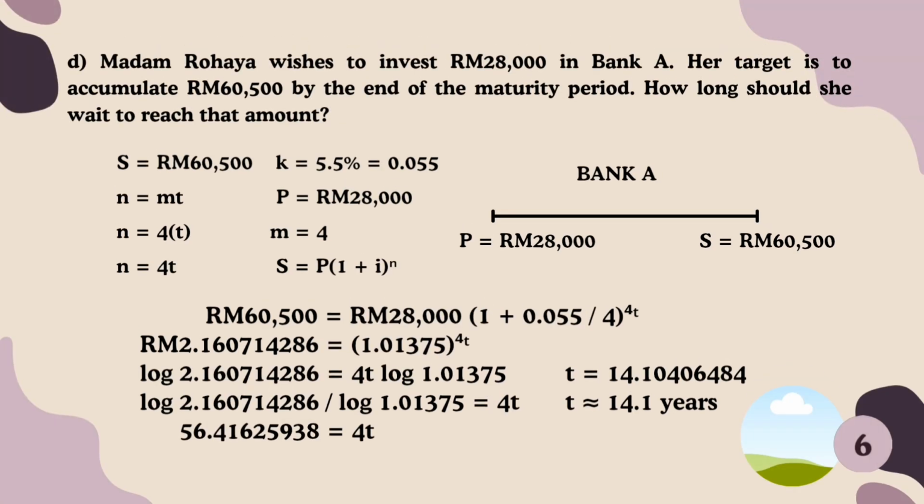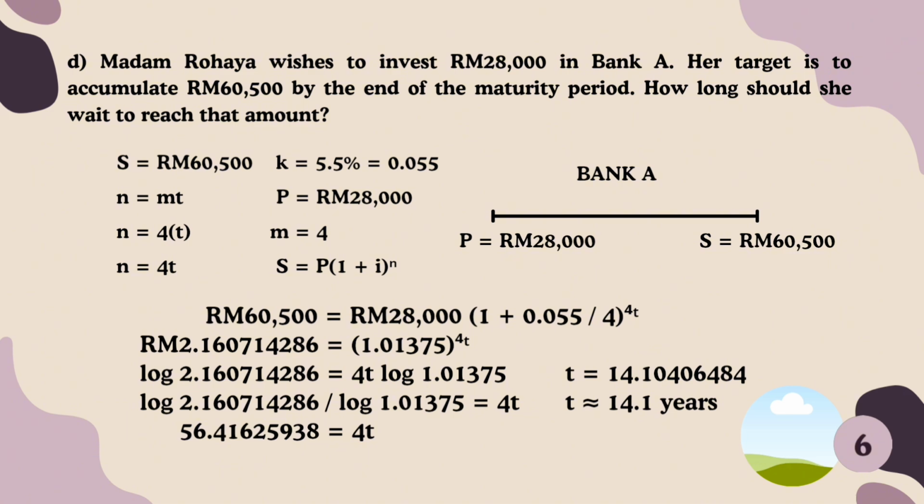Next, question D. So question D is Madam Rohaya wishes to invest RM 28,000 in Bank A. Her target is to accumulate RM 60,500 by the end of the maturity period. How long should she wait to reach that amount? So after reading this question, we need to know that the starting amount is 28,000. It means that it is P, and S is RM 60,500. And K is 5.5%, and M is 4 because she wants to invest in Bank A.